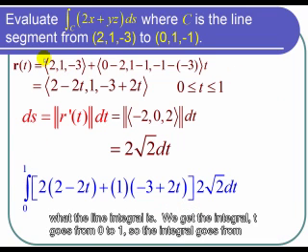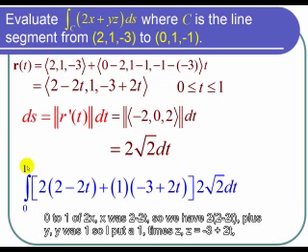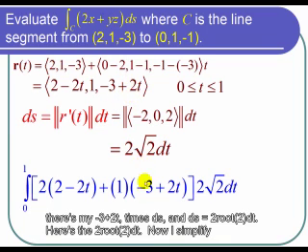And we get the integral. t goes from 0 to 1, so the integral goes from 0 to 1, of 2x. x was 2 minus 2t, so we have 2 times (2 minus 2t), plus y. y was 1, so I put a 1, times z. z is -3 plus 2t, so there's my (-3 plus 2t), times ds, and ds was 2 root 2 dt. So here's the 2 root 2 dt.